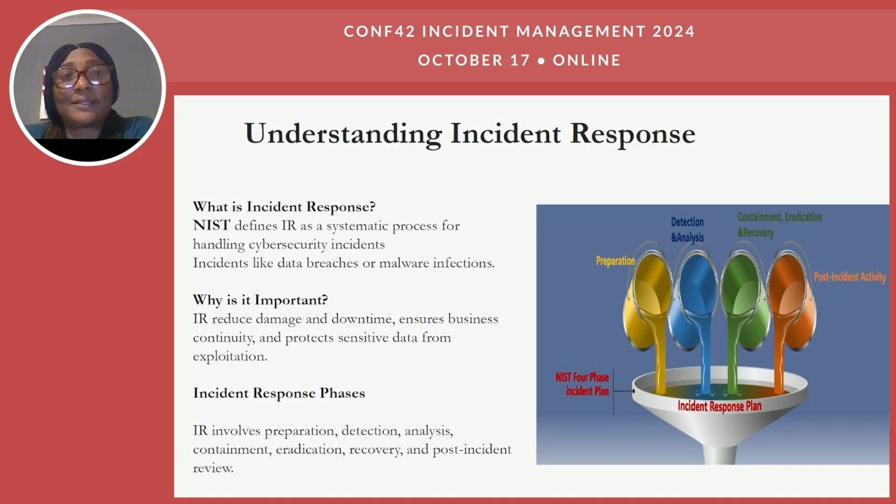And in order to effectively protect our data from being exploited, NIST provided us with 4 phases. These 4 phases are preparation, detection and analysis, containment, eradication and recovery, and post-incident activities. We also have the SANS incident response, which outlines the steps that could be taken in order to detect and prepare for an incident.